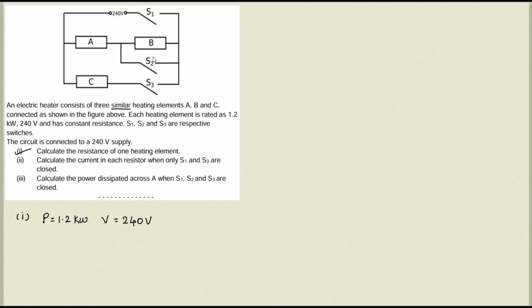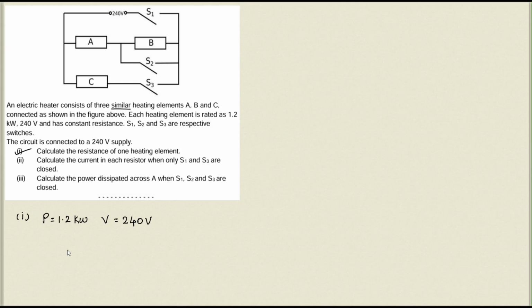And S1, S2, S3, three switches are there and the input power supply is also given, it is 240 volt. So definitely all these elements can work with this input voltage. Now we have to find the resistance of one of the heating elements. We know A, B and C all have the same resistance. So if you find the resistance of any one of these, we will get the resistance of the heating element.